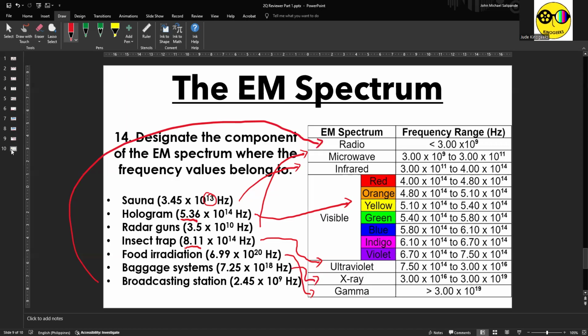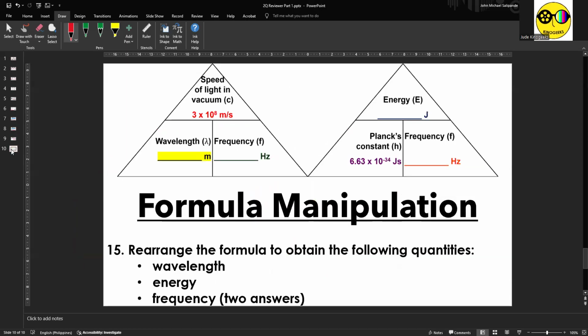Now, the final slide for part 1, formula manipulation. Remember, this is the only topic that we had in electromagnetism that had calculations, and we relied on two pyramids. The first pyramid centers on the relationship between the wavelength, lambda, and frequency f, with the help of a constant, the speed of light in vacuum, c, whose value is 3 times 10 raised to positive 8 meters per second.